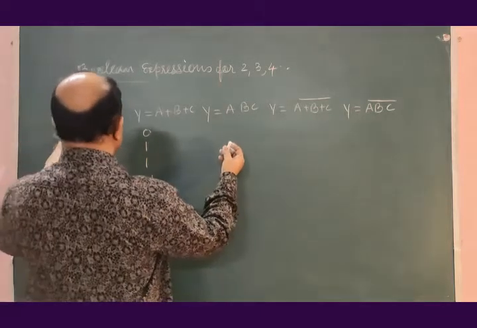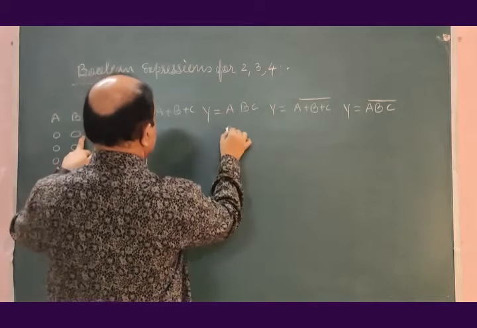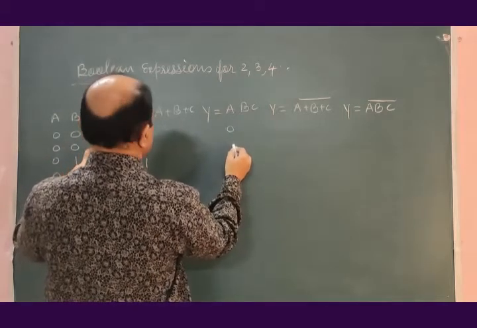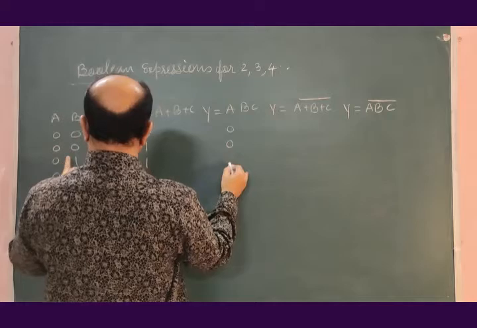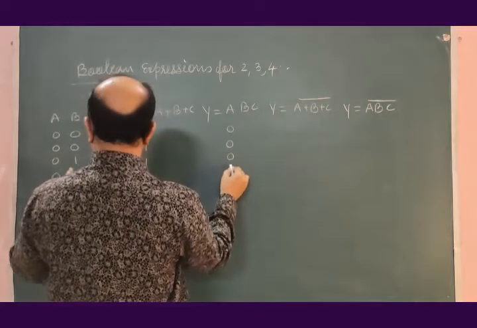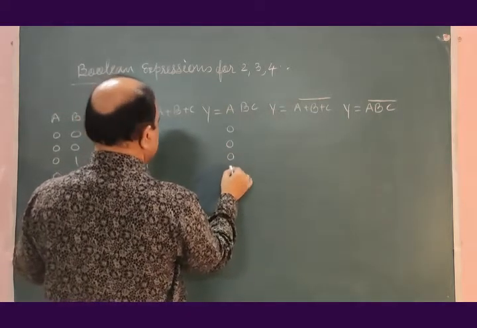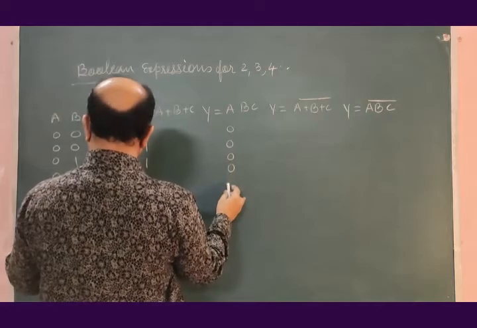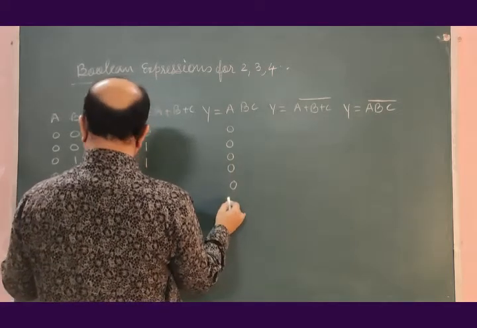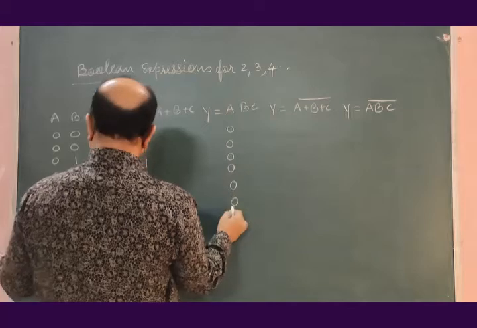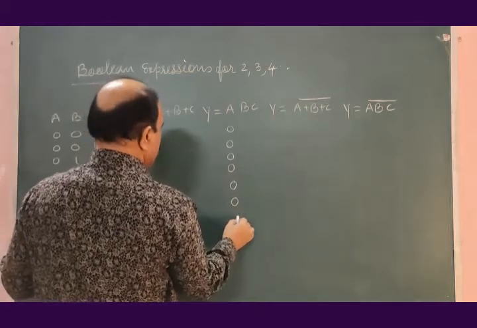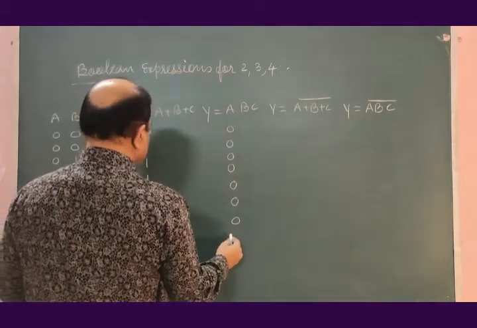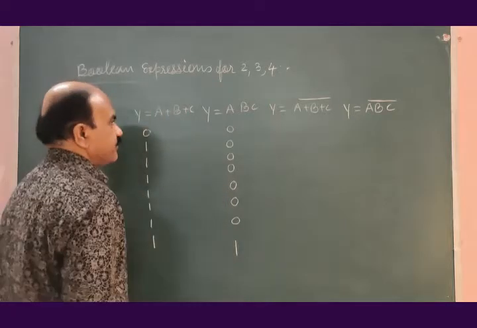Here, 0 and 0 and 0 is 0, 0 and 0 and 1 is 0, 0 and 1 and 0 is 0, 0 and 1 and 1 is 0, 1 and 0 and 0 is 0, 1 and 0 and 1 is 0, 1 and 1 and 0 is 0, 1 and 1 and 1 is 1.